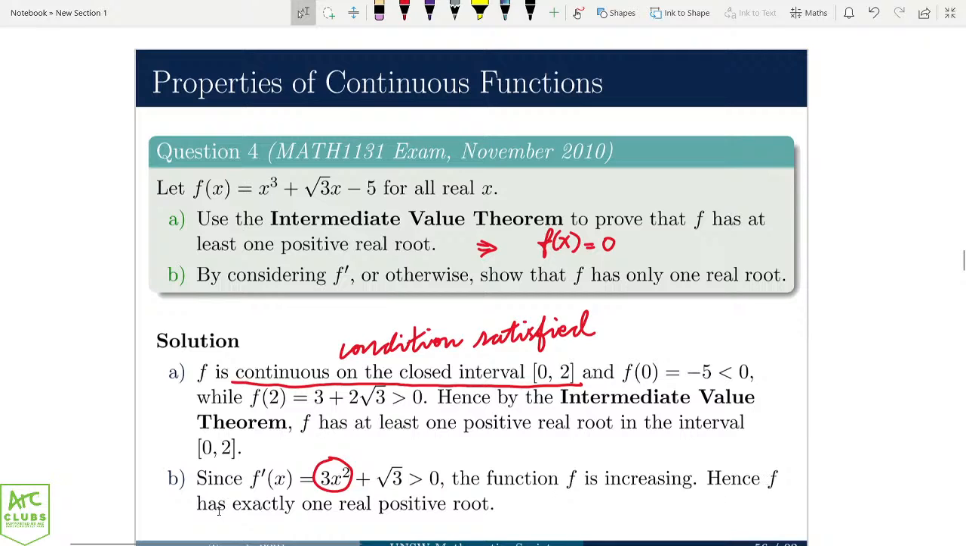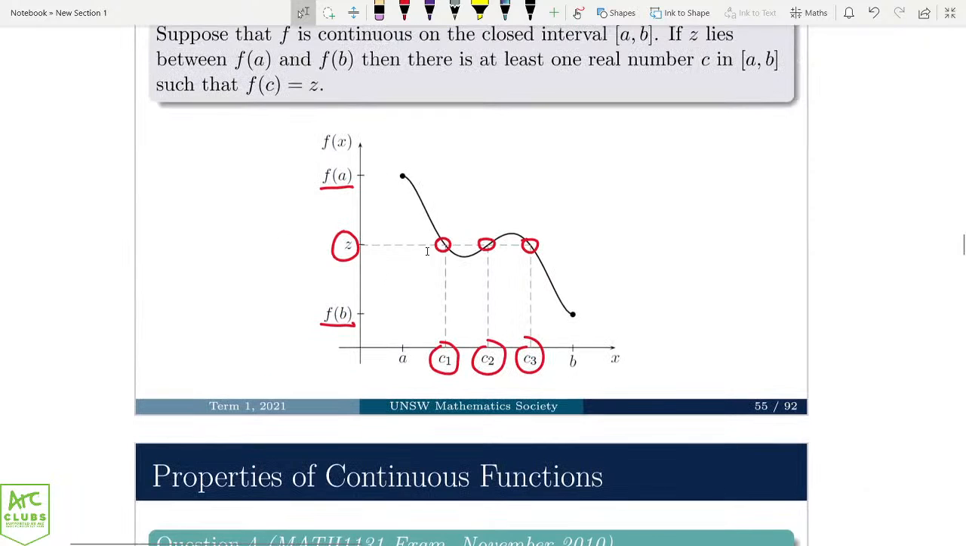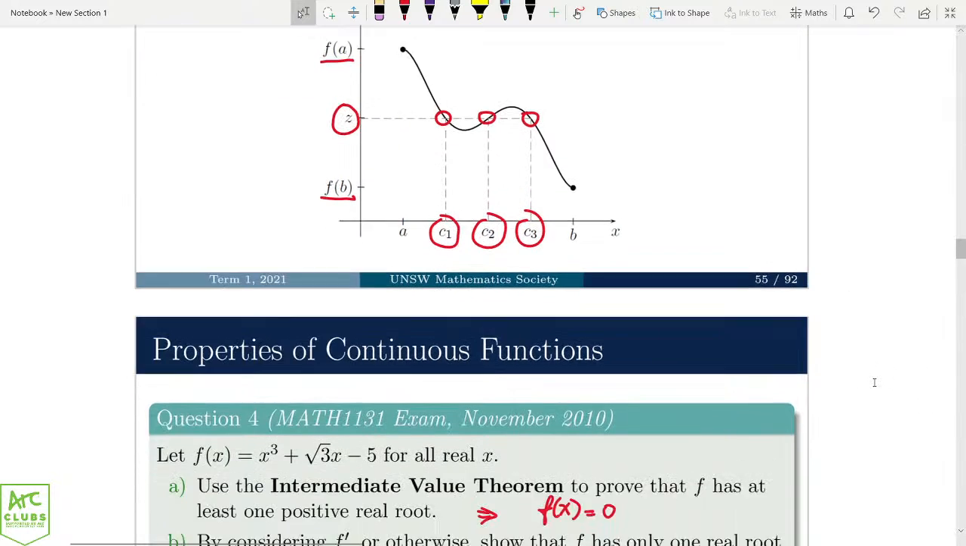And hence, f has at least one real positive root. Hence, f has exactly one real positive root. So because it's increasing, it doesn't have turning points like we do with this example here. And so we know our f(x) can only pass through a certain point once throughout this interval AB.